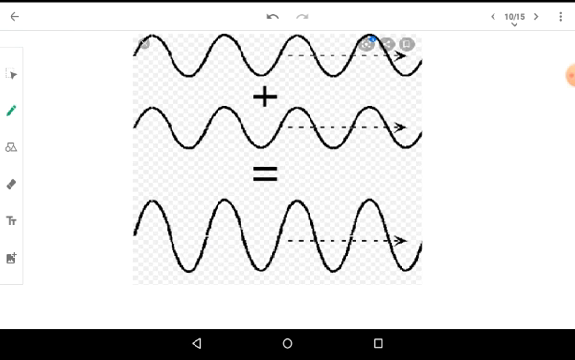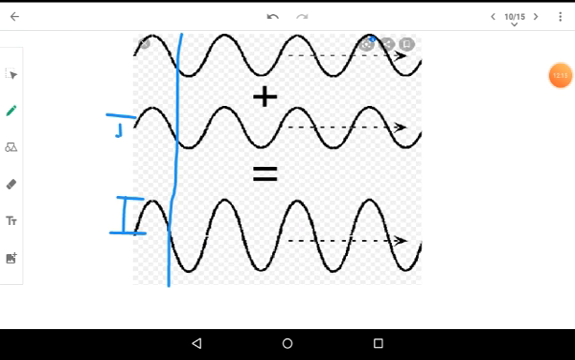So the lambda is the same, the wavelength is the same, the amplitude is also the same, and when these two add up, let's see this line, the lambda is again the same. But the amplitude changes. Here it is smaller and here it is larger, so amplitude changes but wavelength is the same.